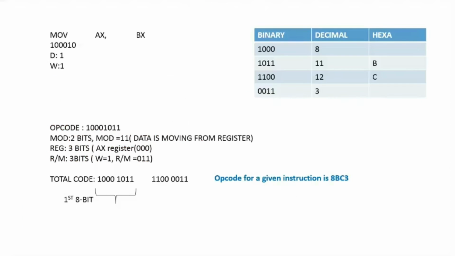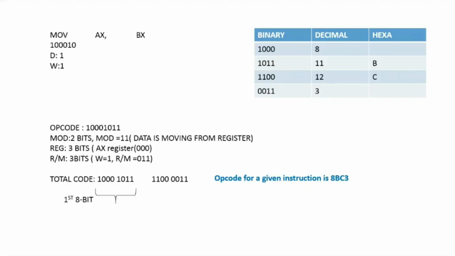Let's take an example here: MOV AX, BX. I'm going to calculate the opcode for this particular instruction. MOV has an opcode of 100010. Now, how do we know that D is equal to 1 and W is equal to 1? Since AX and BX are 16-bit registers, we will be dealing with 16 bits of data, so W should be 1. D is equal to 1 because the instruction says I'm going to copy data from BX to AX, so it is from the register, so D is equal to 1.